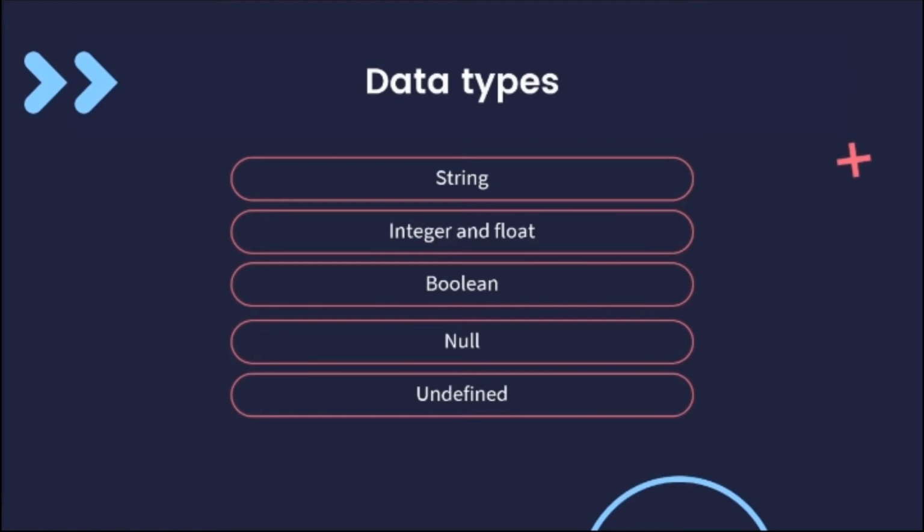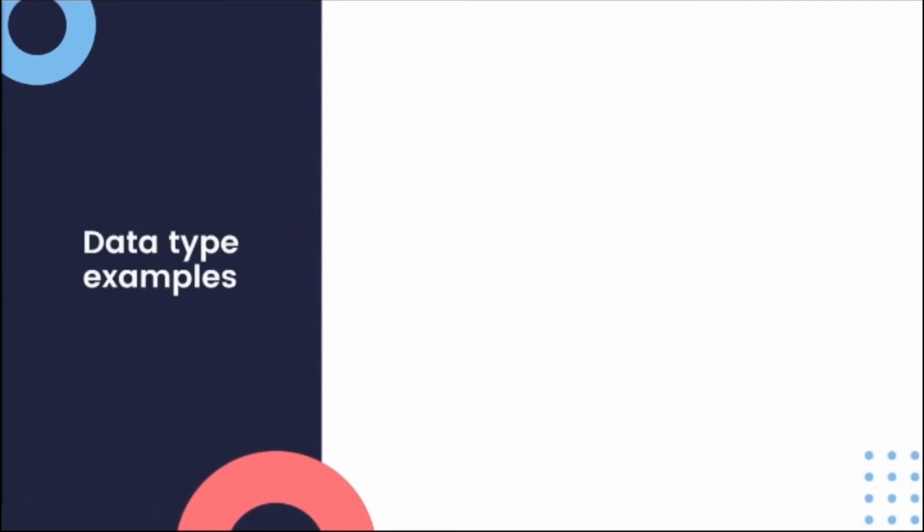Now, we also have these things called arrays as well as objects. But these are things we'll cover at a later stage when we start playing around with the more complex data types in JavaScript. Excellent. Now, here are some examples of data types in JavaScript and how we can use them.